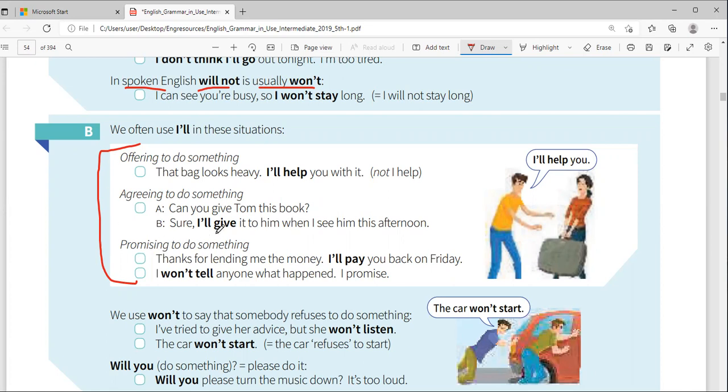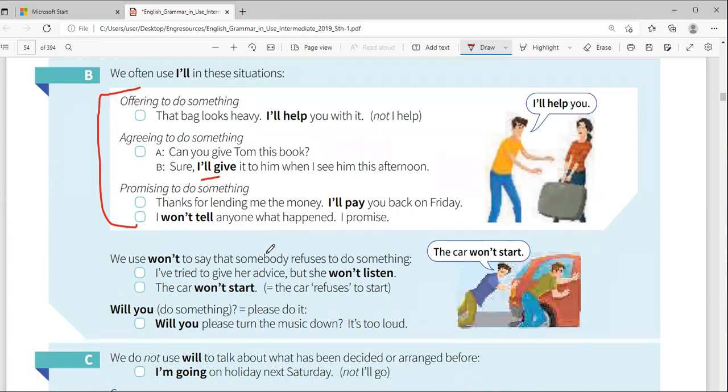So when you say I'll give, you didn't have this prior knowledge, you make your decision because this guy tells you, can you give Tom this book? And you're like, okay, sure. I'll give it to him when I see him this afternoon. And then finally, we have promising to do something. People meet and then they make a decision. Thanks for lending me the money. I'll pay you back on Friday. So I'll pay you back on Friday is just you announcing your decision.